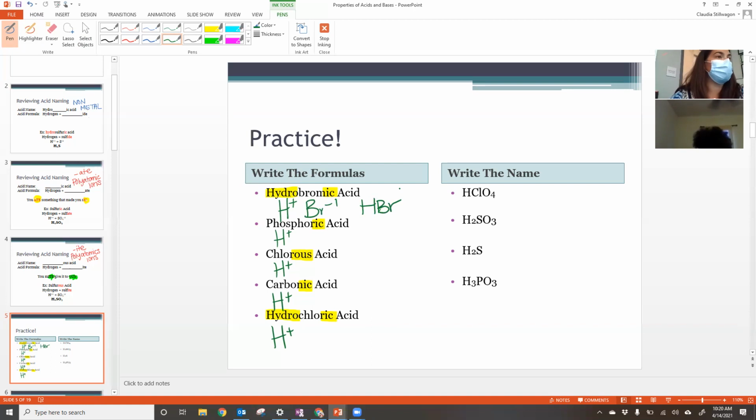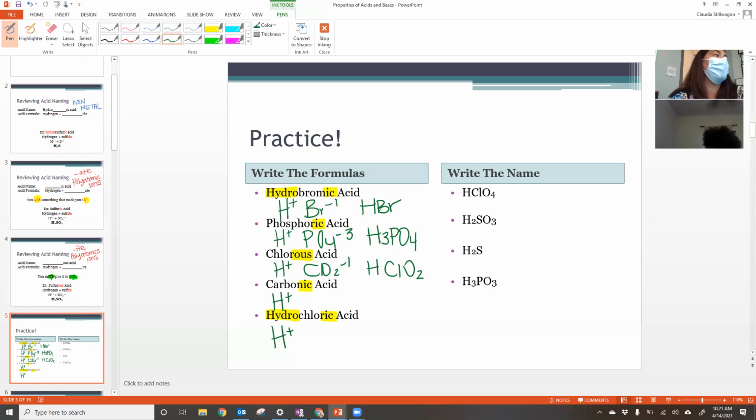Phosphoric came from what? Phosphate. PO4 -3, so it's H3PO4. Chlorous came from what? Chlorite. Good, right? You might give it to us. You might give it to us. OUS, chlorite. ClO2 -1. HClO2.